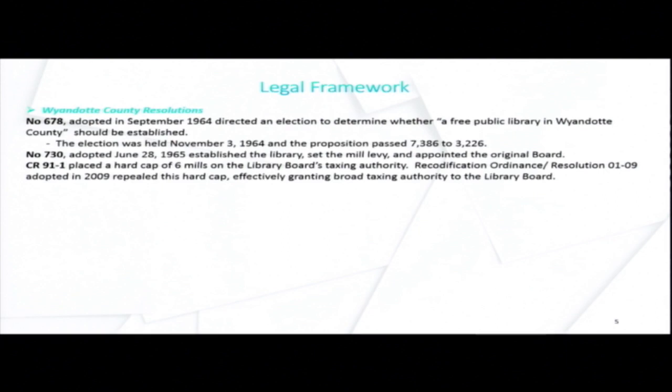Resolution number 678, adopted back in September of 1964, directed an election to determine whether a free public library in Wyandotte County should be established. The election was held in November, a few months later, and it passed by 7,300 to 3,200 votes. Then about a year later, resolution number 630, adopted in 1965, established the library, set the mill levy, and appointed the original board.